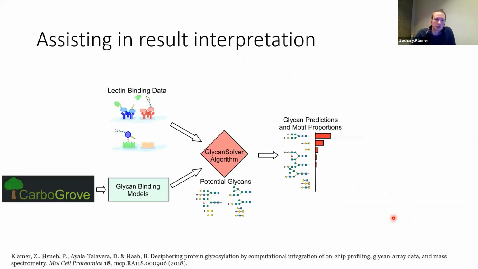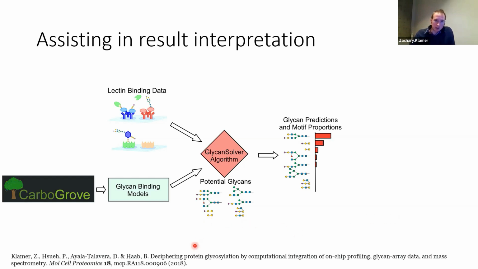The other way in which you can use CarboGrove results is to inform the interpretation itself. The simplest form of this is if you observed a lectin was either statistically significant or just biologically relevant for your sample, you might just go to CarboGrove, look it up, and see what it binds. And that's nice. But another approach that we've been pushing very hard in our work is an automated semi-quantitative analysis of glycan binding data.